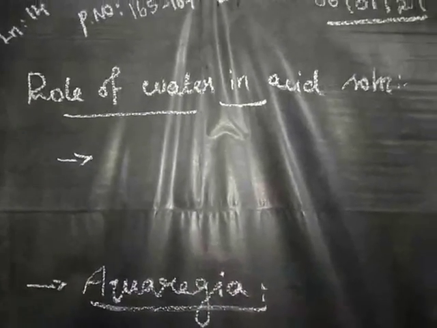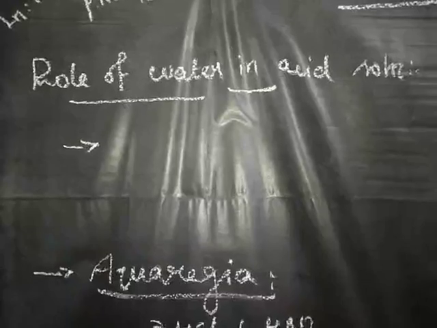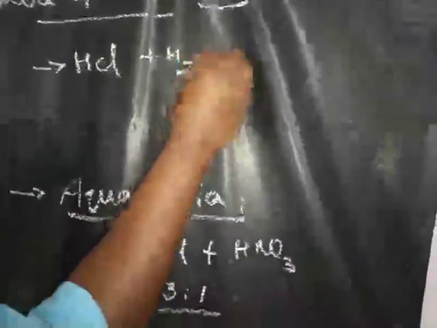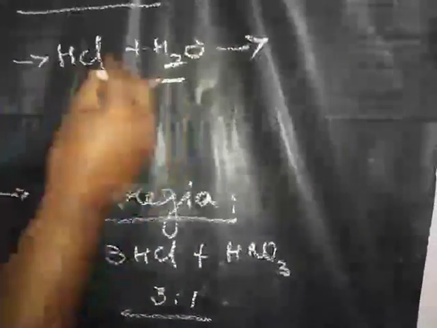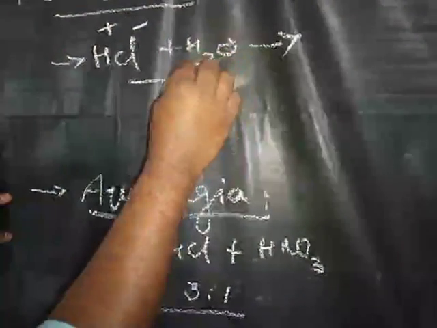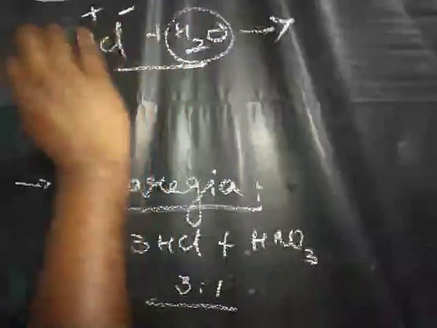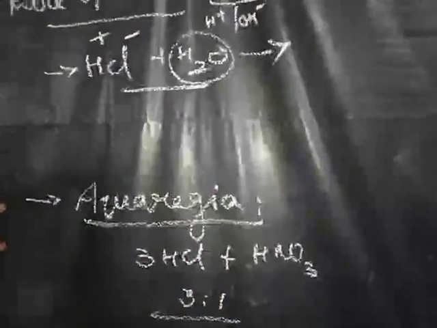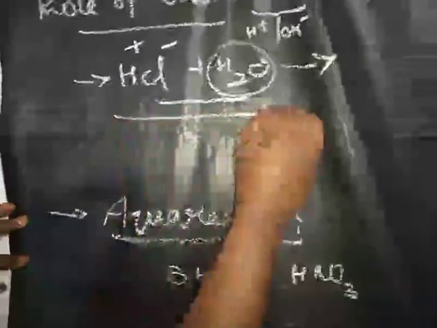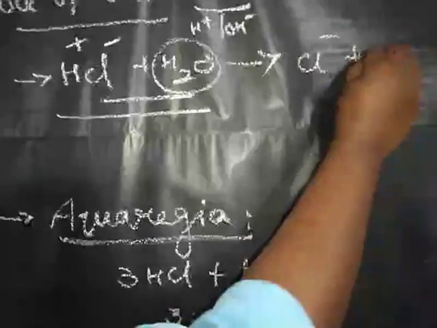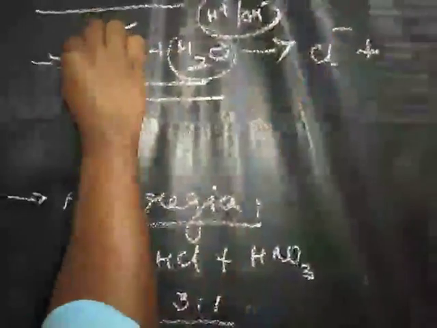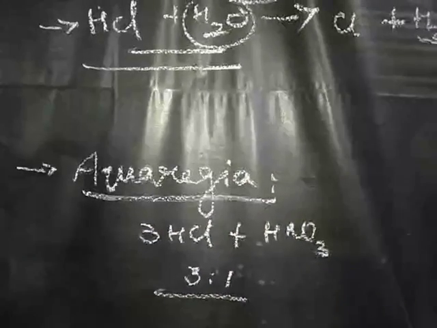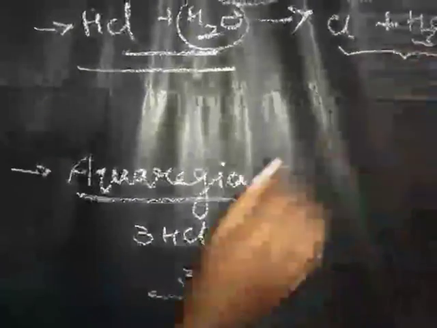So what is the meaning of role of water in acid solutions? If you take acid mixed with water, what will happen? It may split into ions. H plus, Cl minus. In the same way, water dissociates into ions, H plus and OH minus. This H2O joined with H plus gives the hydronium ion.